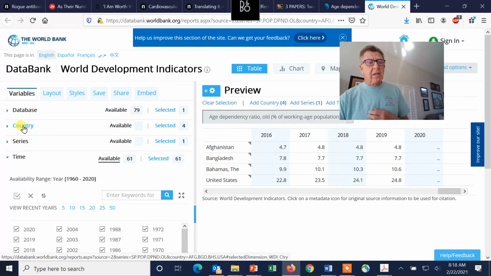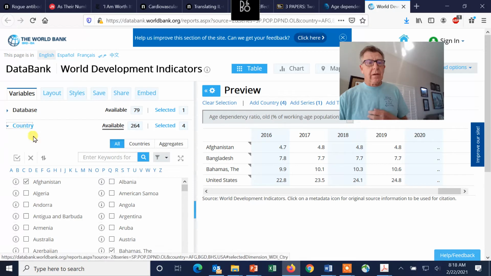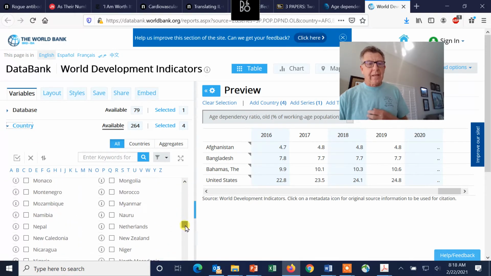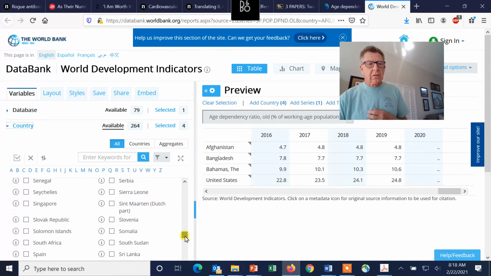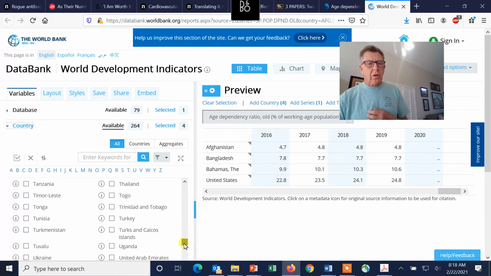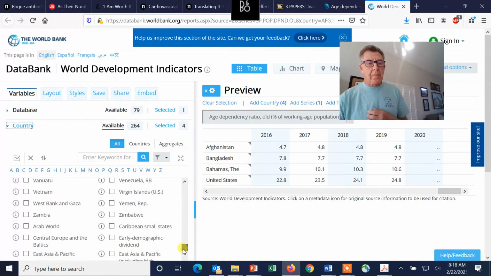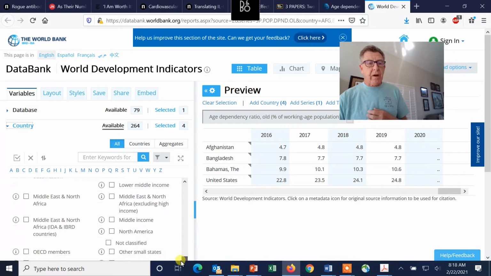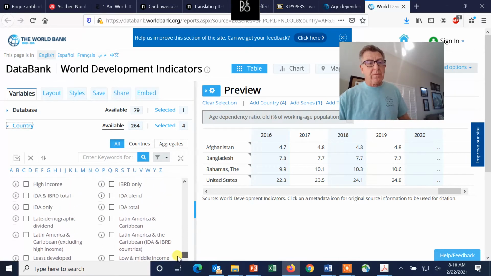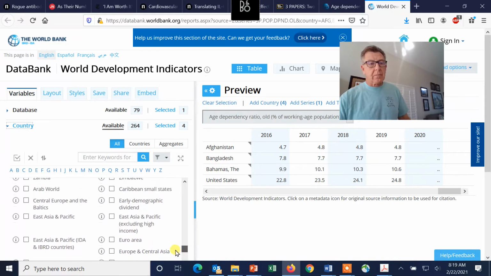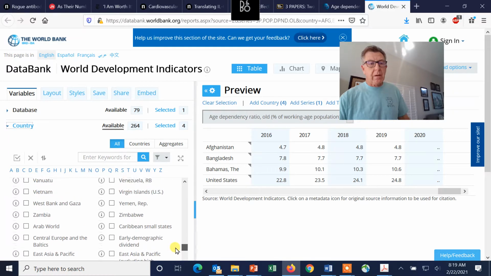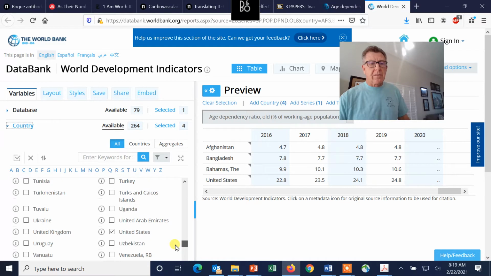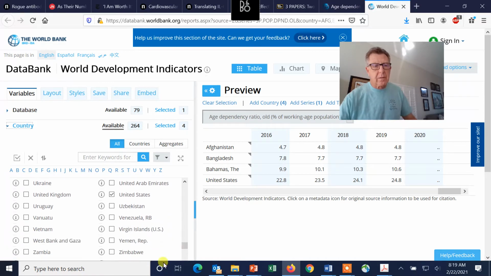What we do here is we hit country, and here we can go all the way down and add. We see all these different variables right here that are a lot more than the previous one. I'm making my way up. There's the United States, which is awesome.